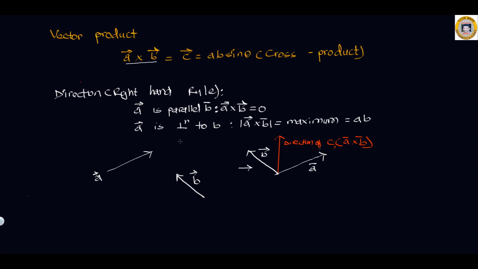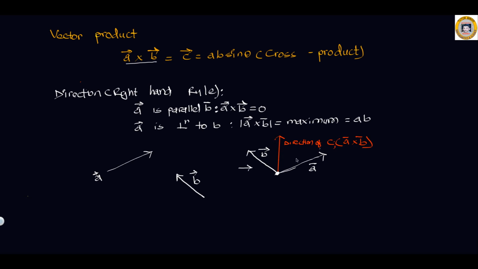The right hand rule suggests that if we want the cross product of two vectors, suppose I have vector a in this direction and vector b with this magnitude in this direction, I can place the two vectors by attaching the tail of one vector to the tail of the other with their respective directions.